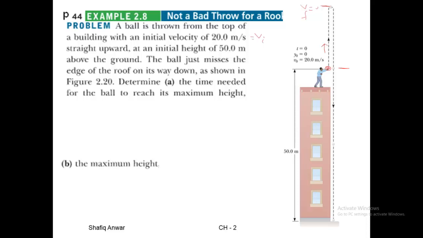So you have different parts. Part a: determine the time needed for the ball to reach the maximum height. This is the maximum height, from here up to here. So you have to find the time. Now we use the first equation of motion: Vf equals Vi minus g t. Final velocity becomes 0, initial is 20, minus 9.8 t. If I take 9.8 t to the other side, it becomes positive. I divide throughout by 9.8, so you get t equal to 2.04 seconds.